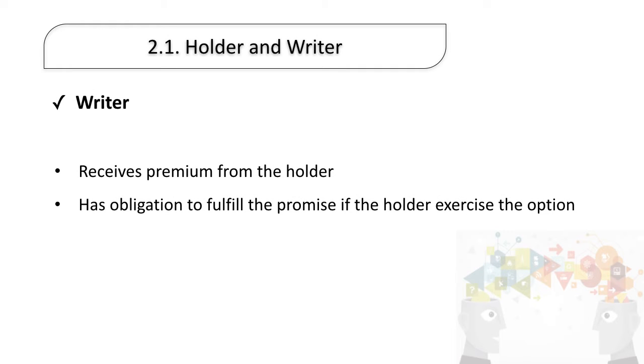The other party, who sells the right, is called the writer. Writers receive premium from holders. Because the writer sold the right, he has no right to refuse, or in other words, he has an obligation to fulfill the contract when the holder exercises his right. Of course, if the holder chooses not to exercise his right, the writer won't have to carry out the contract. We can see that, in an options contract, the seller, also known as the writer, is in a passive position, in which his readiness to honor the contract is required.